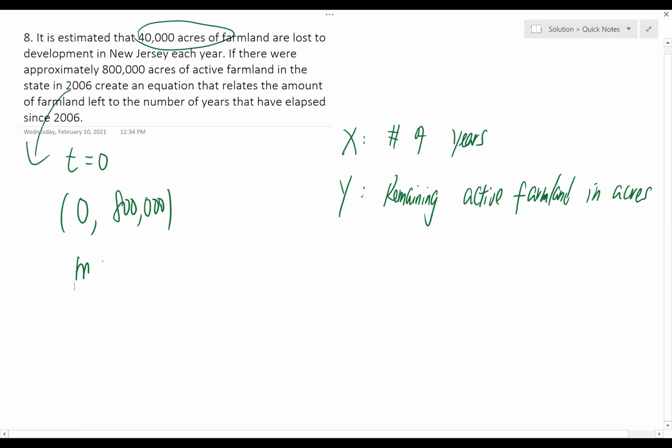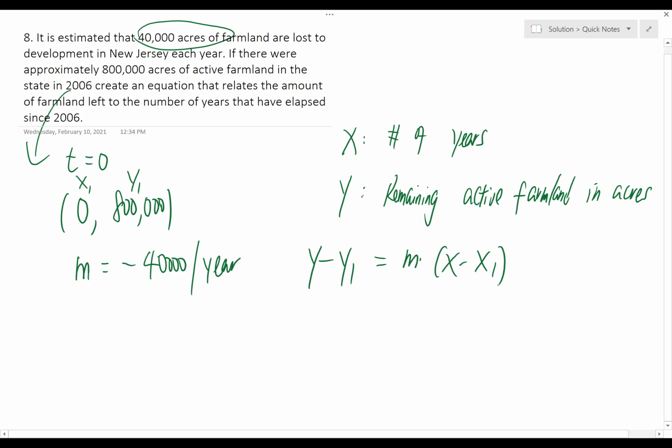So this is exactly the slope, isn't it? Slope represents that as the x value increases by 1 unit, meaning as a year goes by, the acres of farmland go down by 40,000. So this is the opposite, like a negative slope here. It's negative 40,000, representing the decrease, meaning farmland decreases over 1 year of time. So negative 40,000 per year. Now we know x1, y1, and we know the slope, and we can use the point-slope formula, y minus y1 equals slope times x minus x1, to find the equation of the line.